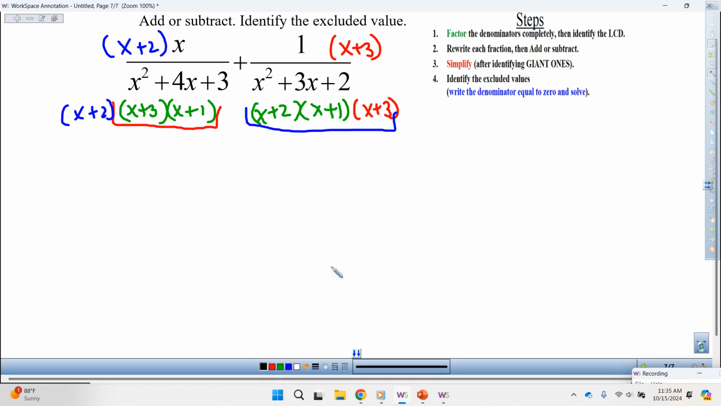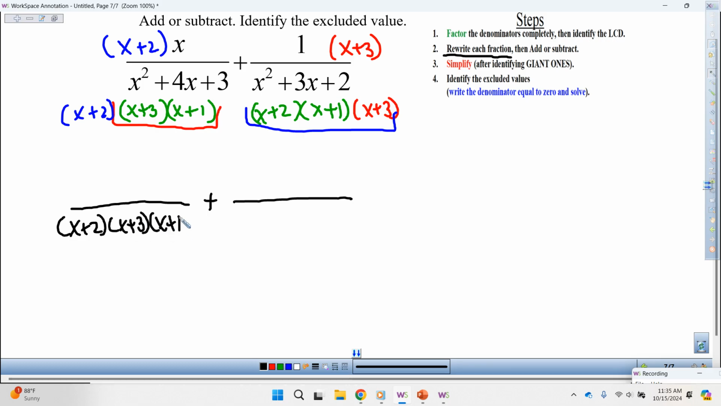Let's go to step 2, which is to rewrite, and then we're going to add. So let's get our common denominator first. The common denominator is x plus 2, x plus 3, x plus 1. Be careful on this one. Look up at the first numerator. We need to distribute the x in here. So what do I write for the numerator?